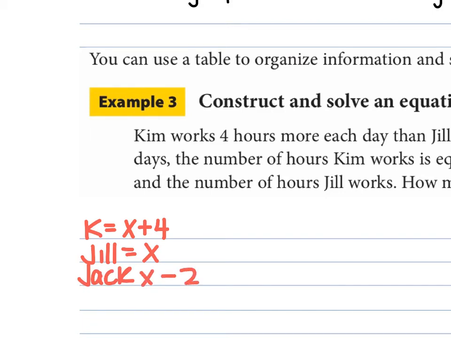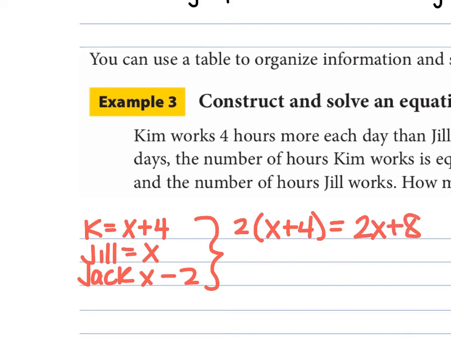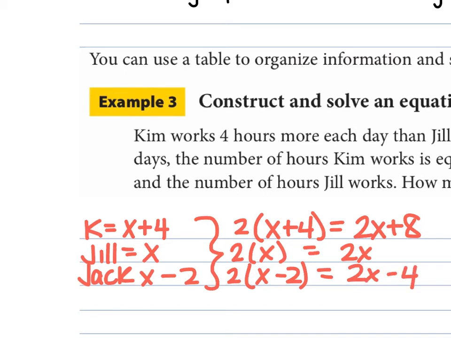It tells us over 2 days, the number of hours Kim works is equal to the difference of 4 times the number of hours Jack works and the number of hours Jill works. So over 2 days, we have to multiply all of these by 2. So this is 2 times x plus 4 for Kim, which is 2x plus 8. And then Jill will be 2 times x, which is just 2x. And then Jack will be 2 times x minus 2, which is 2x minus 4.